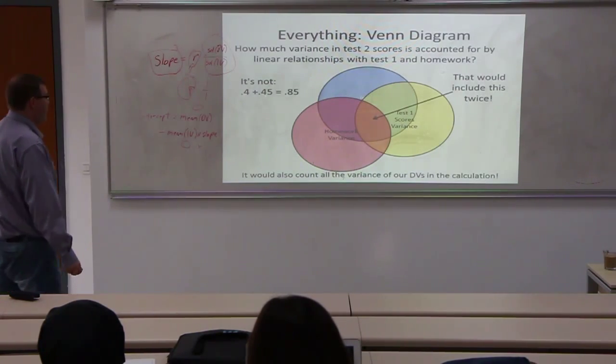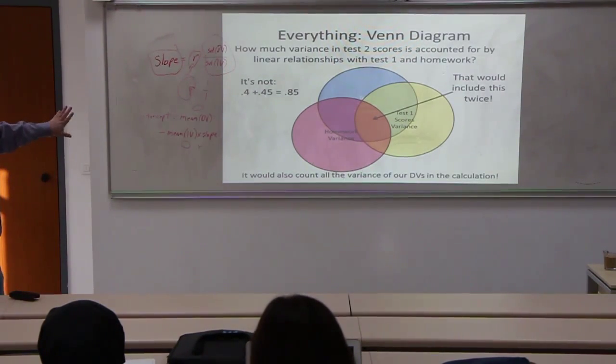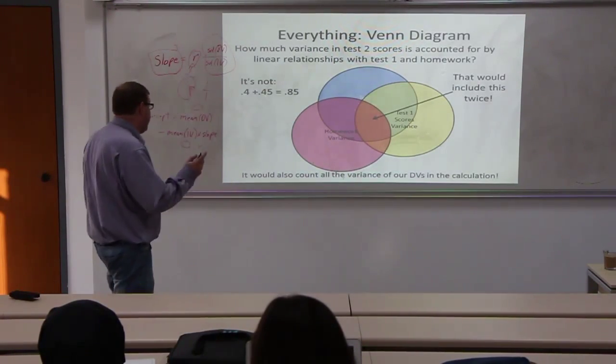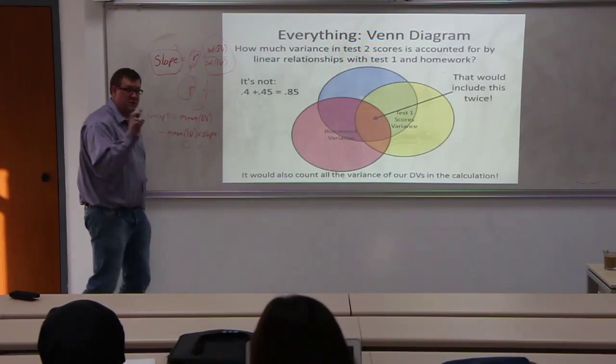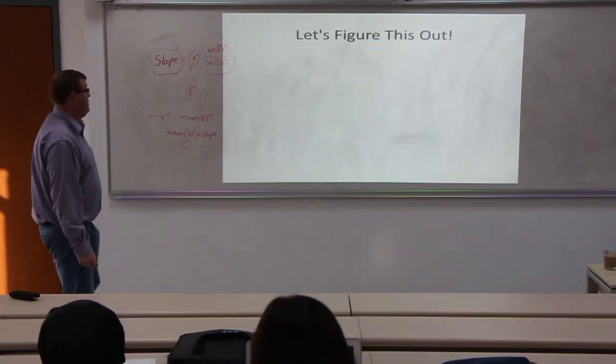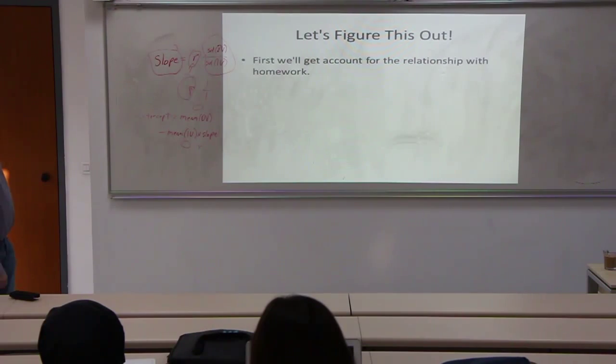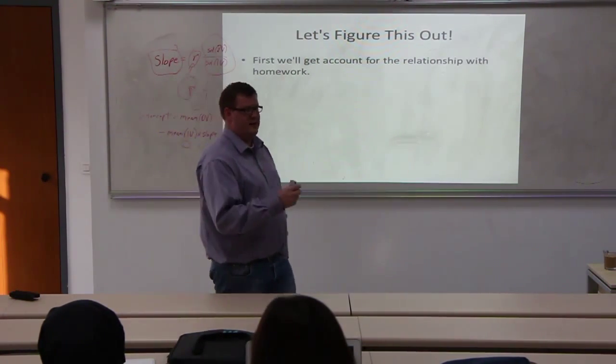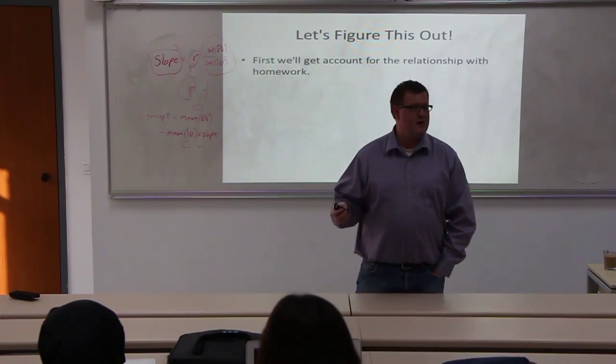Alright. There's another problem if we just did it like this. We would count all the variance of all of our independent variables in the calculation, and this doesn't make a whole lot of sense here, so bear with me for a second and we'll get through it. So let's figure out how we need to do this. First, let's account for the relationship between our dependent variable and homework.